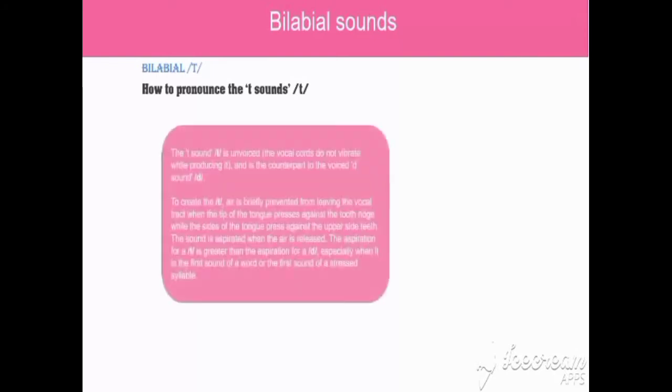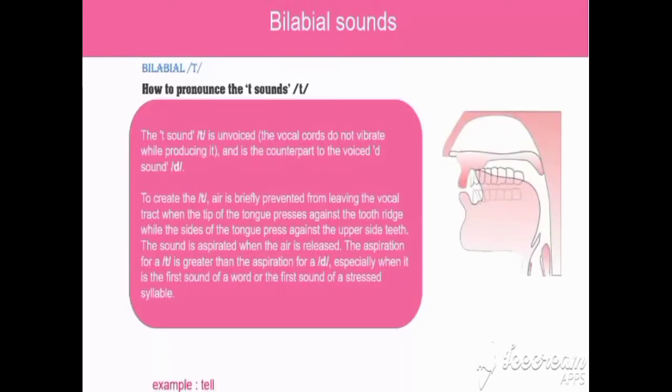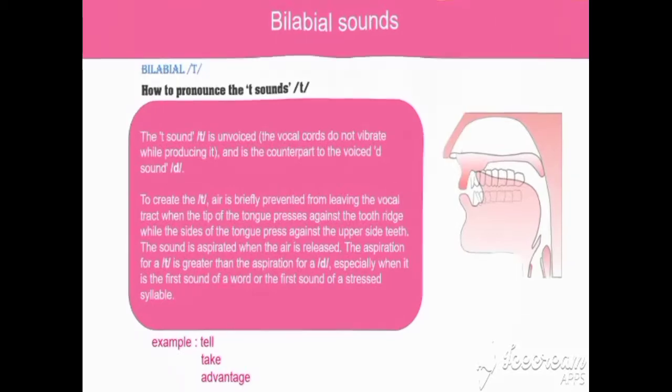Alveolar t. How to pronounce the t sound? The t sound is unvoiced. The vocal cords do not vibrate while producing it, and it is the counterpart to the voiced d sound. To create the t, air is briefly prevented from leaving the vocal tract when the tip of the tongue presses against the tooth ridge while the sides of the tongue press against the upper side teeth. The sound is aspirated when the air is released. The aspiration for t is greater than the aspiration for a d, especially when it is the first sound of a word or the first sound of a stressed syllable. Examples: tell, take, advantage.